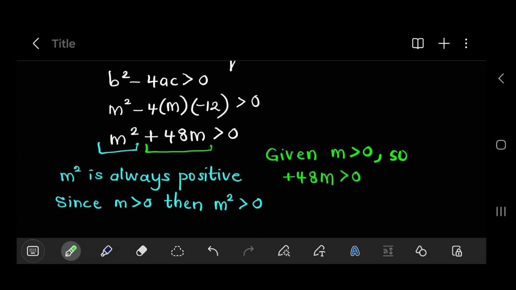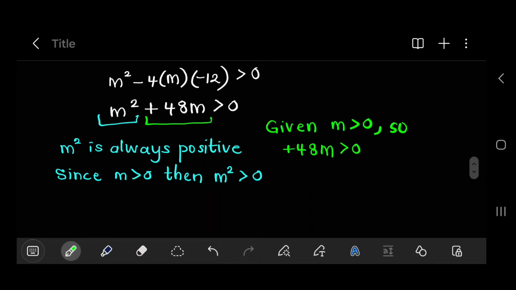In fact, it will always be positive. Now, what this means is that since both of your terms are positive, if you're adding a positive value onto another positive value, it is always going to give you a positive answer. And why are we so worried about seeing that it's positive? It's because we need real and unequal roots.